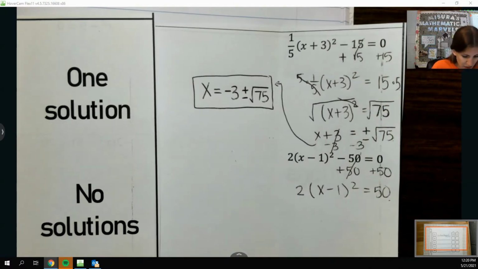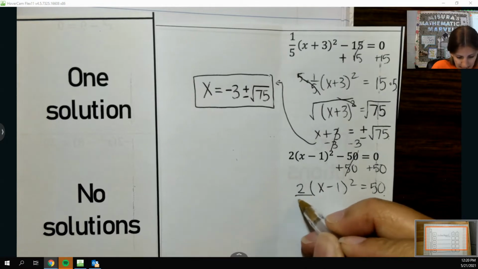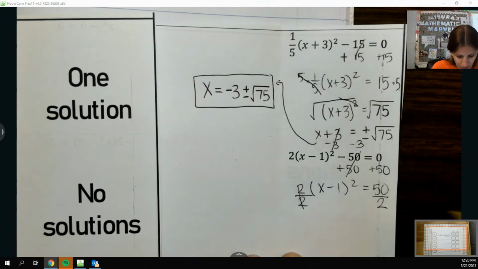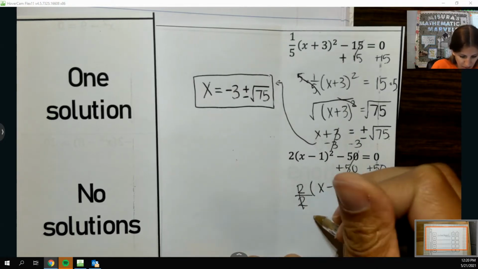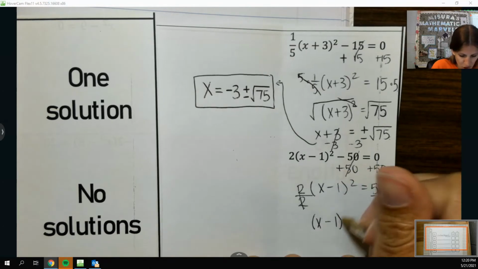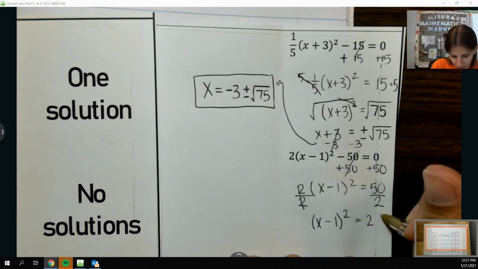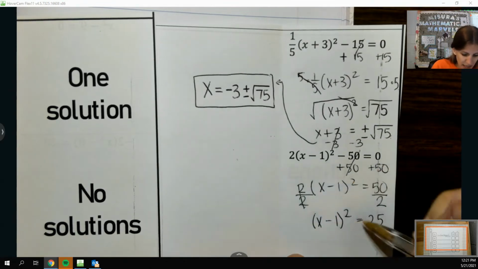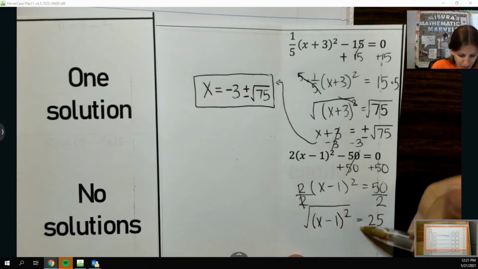Then I need to get rid of the a value out front. So we divide 2 on both sides. 2 divided by 2 is 1, so that goes away. And we have x minus 1 squared equals 50 divided by 2, which is 25. Which is super nice because now the next step is to get rid of our squared, which we do by square rooting.